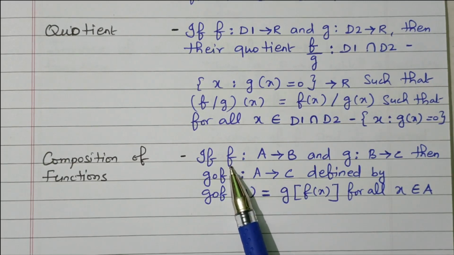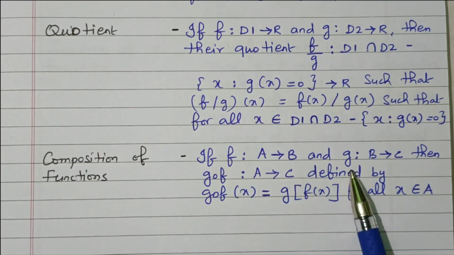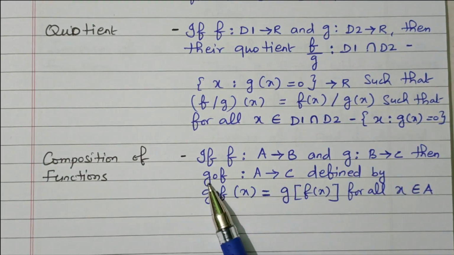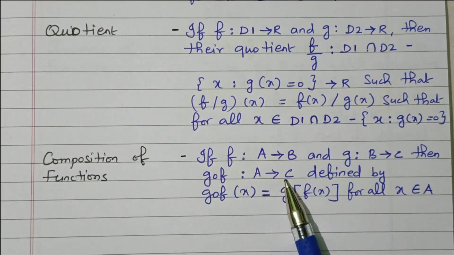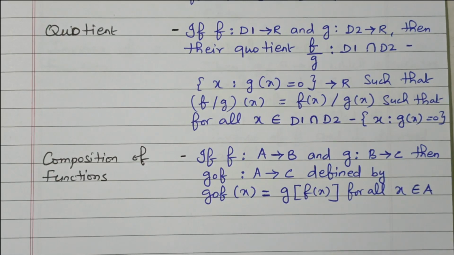Function f is A related to B. Function g is B related to C. The function g o f, from A related to C, is defined as g(f(x)) for all x in A. Right? So in this video we discussed the algebra of functions: addition, subtraction, product, quotient and composition of functions.